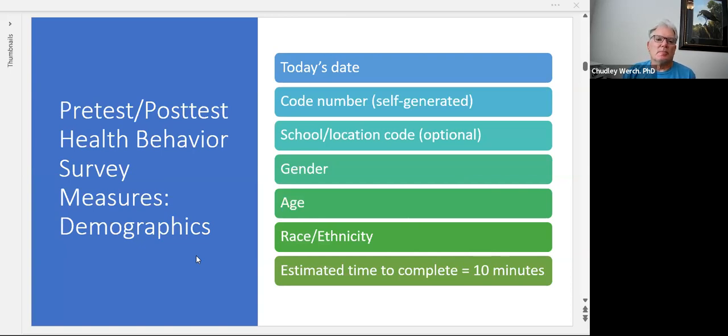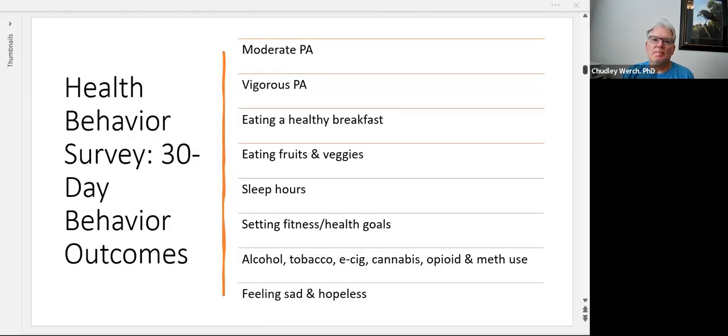All right, now let's take a look at pre-test, post-test health behavior survey. So in addition to the risk and protective factor survey, which is an immediate pre-post survey, we also have an optional health behavior survey. This health behavior survey includes not just the pre and post, not just the risk and protective factor measures, but as the name implies, also health behavior measures. So these are the demographic measures. By the way, because this is a little bit longer survey, it takes 10 minutes to complete it. Here are the 30-day behavior measures.